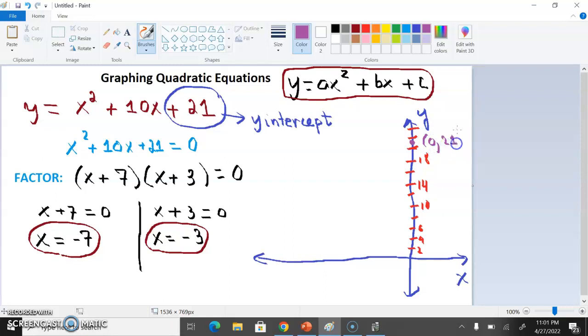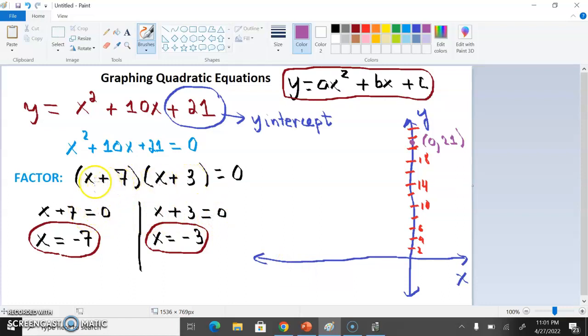Okay, so let me double check it again. 2, 4, 6, 8, 10, 12, 14, 16, 18, 20, 22. 21 is right in the middle. So that's where the parabola is going to cross the y-axis. So my y-intercept is 21. Now go back to what we did earlier. We factored the equation, and then we set each of the factors equal to 0 to find the zeros on the x-axis when y equals 0. Later on, we're going to introduce that what we just did was use the zero product property.